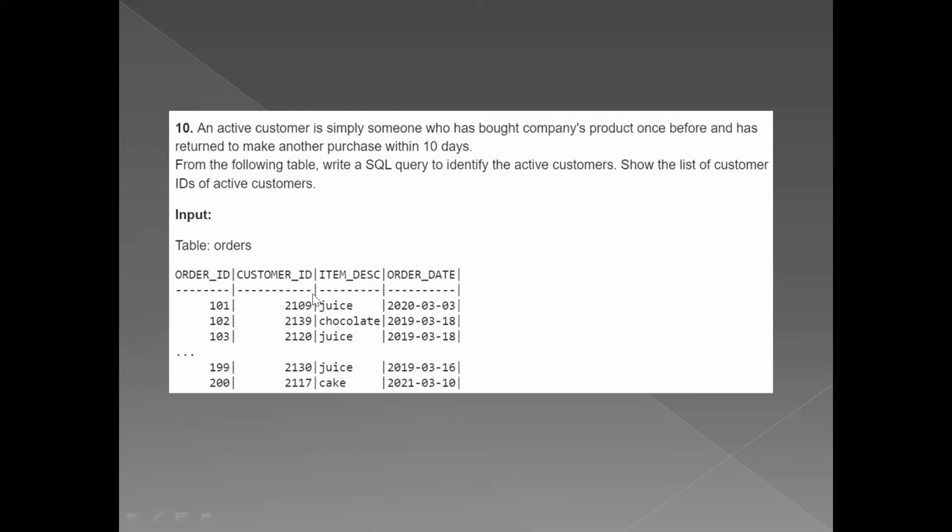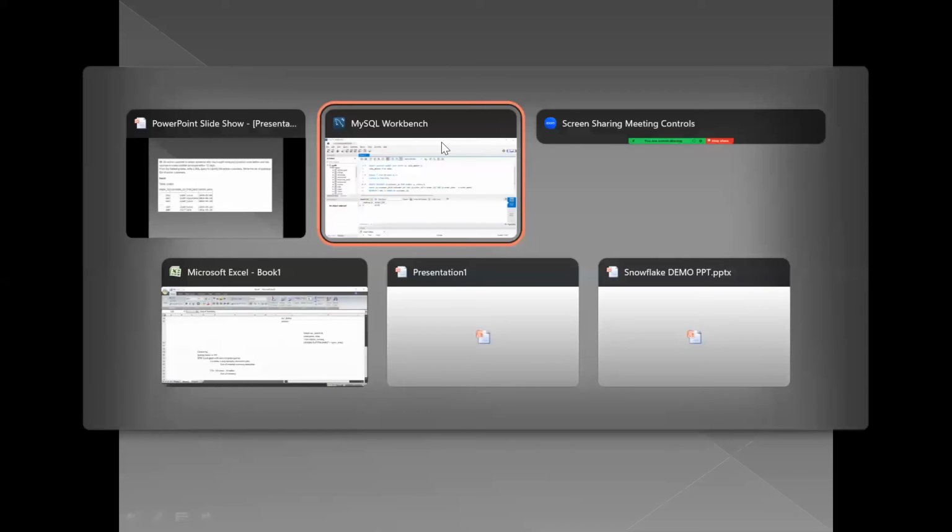So I want to inner join between the two copies of the same table. And then I will say the customer ID should match. The order ID should not match. And finally, the last joining condition which I want is that the order date should be between the 10 days, right? So this is how the complete query looks like.